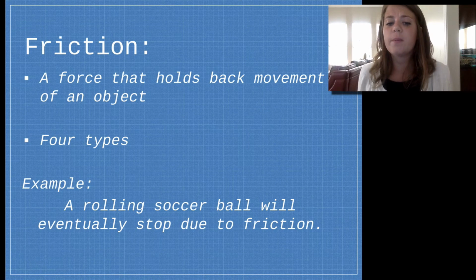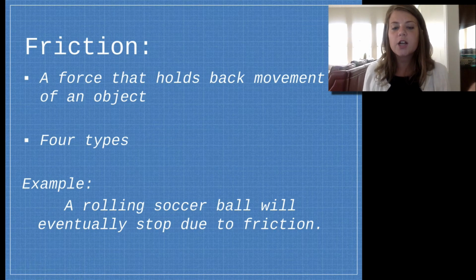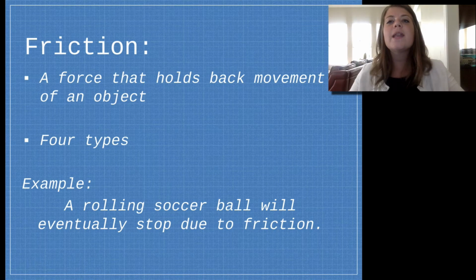If you're rolling a soccer ball down the field, right? You're playing soccer, you kind of roll it down the field, and nobody else touches it.